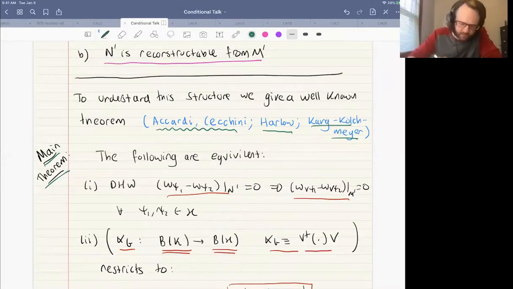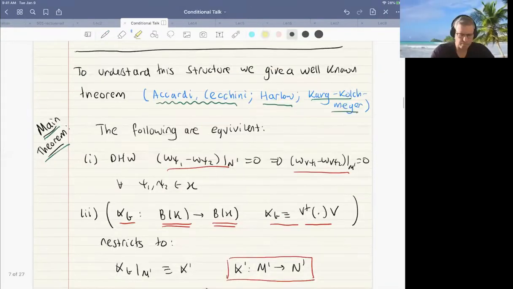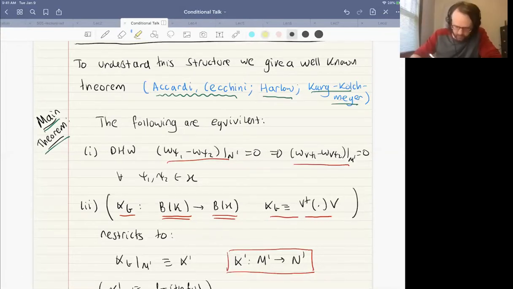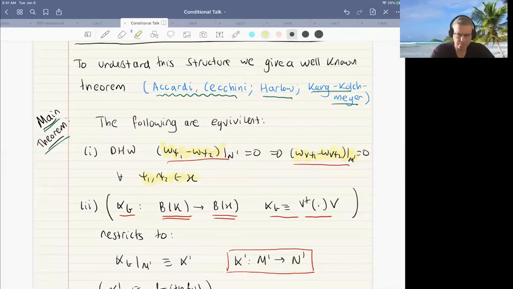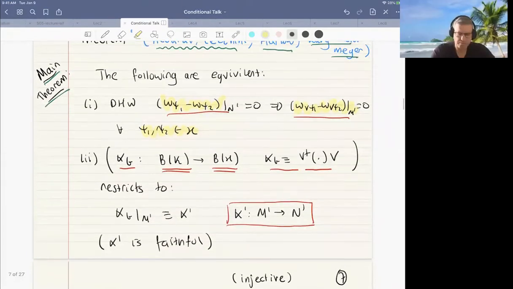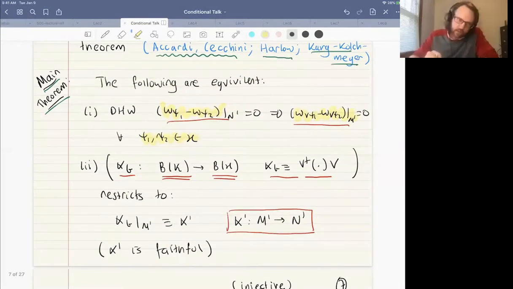The idea is the following. If we have this DHW condition that I was promoting, so this implies this for all states in the code subspace, then there are two equivalent conditions. So the following three conditions are all equivalent to each other.